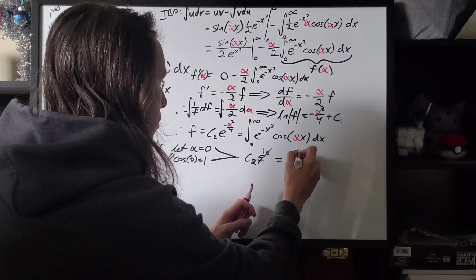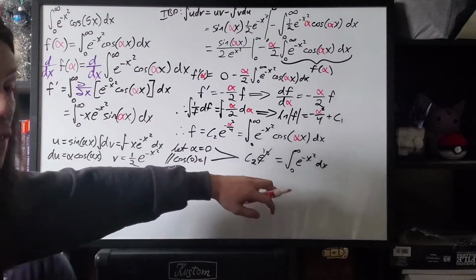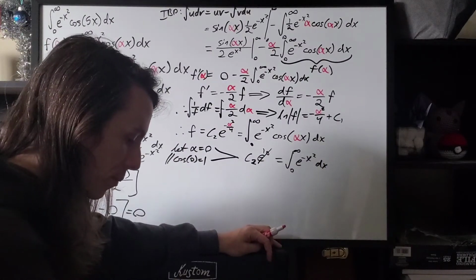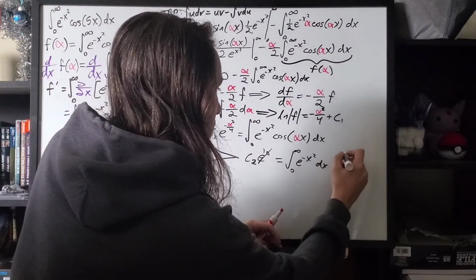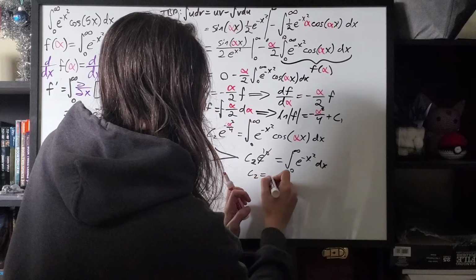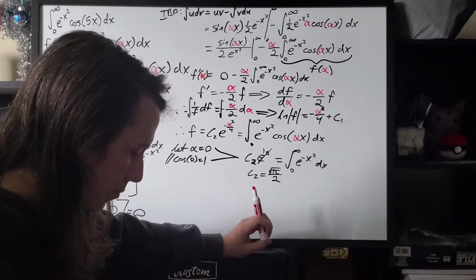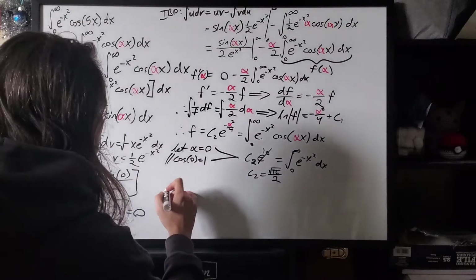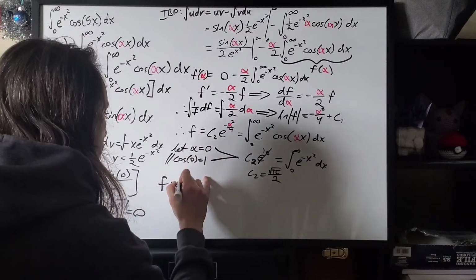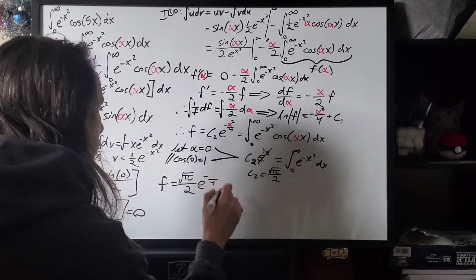So we have 0 to infinity of e to the negative x squared dx. And look at this. This is actually a famous integral. This is the Gaussian integral. And the Gaussian integral has a very specific value. So this tells us that c2 is equal to square root of pi over 2. So that means that our function, remember our function c2, we just add in this value, is the square root of pi over 2 e to the negative alpha squared over 4.